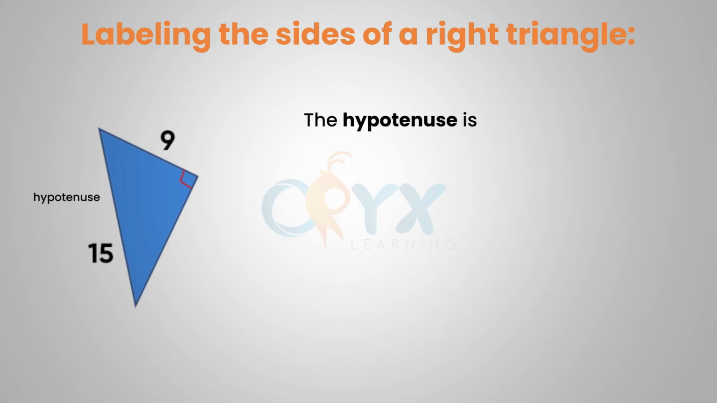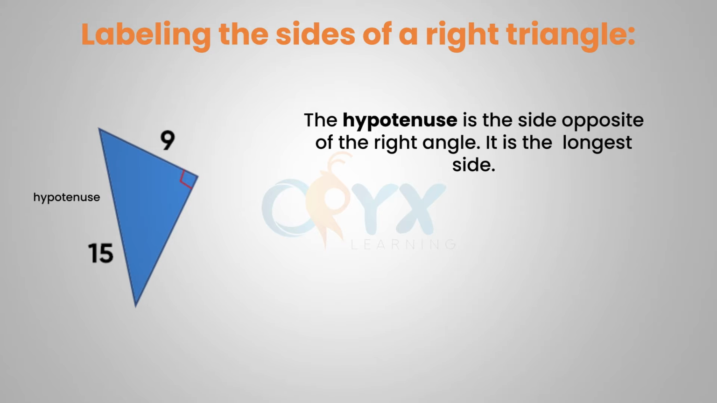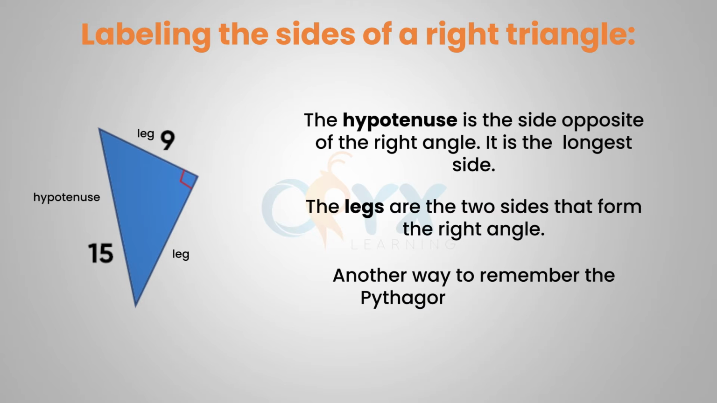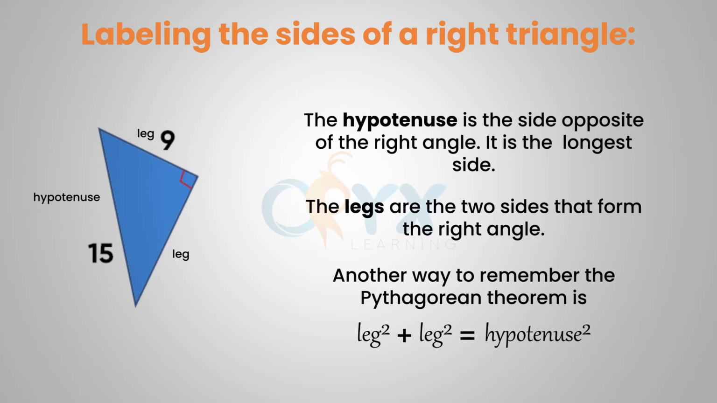The hypotenuse is the side opposite of the right angle. It is the longest side of the triangle. The legs are the two sides that form the right angle. Another way to remember the Pythagorean theorem is leg squared plus leg squared equals hypotenuse squared.